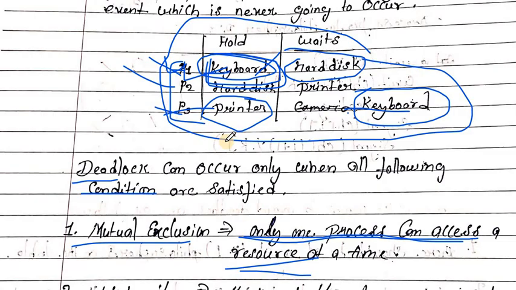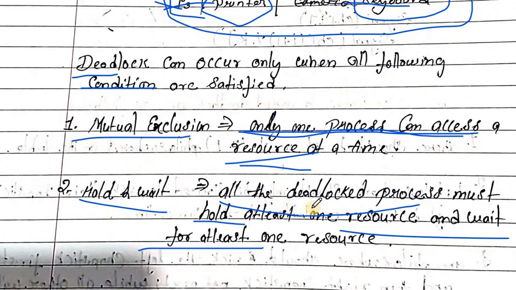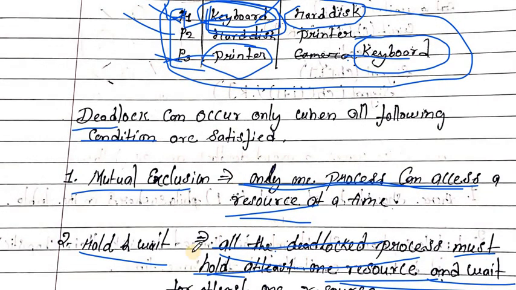Process P3 is holding the printer resource and waiting for the keyboard. P2 is holding the hard disk and waiting for the printer. Here, hold and wait: all the deadlocked processes hold at least one resource and wait for at least one resource. So in the above case, both conditions are satisfied: mutual exclusion and hold and wait.